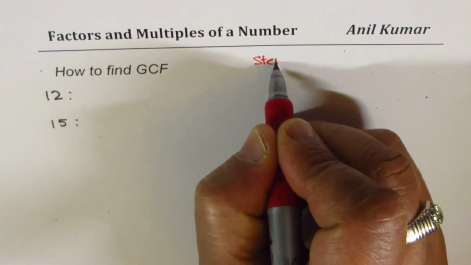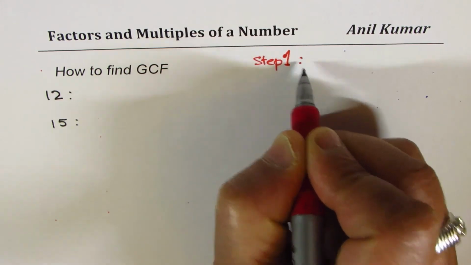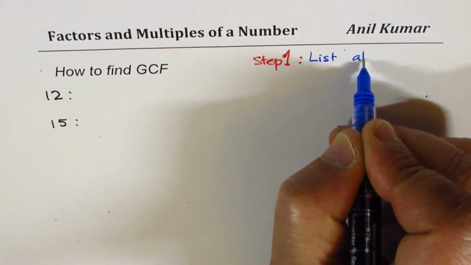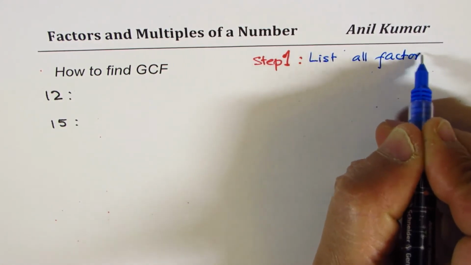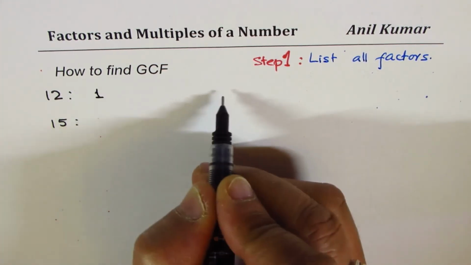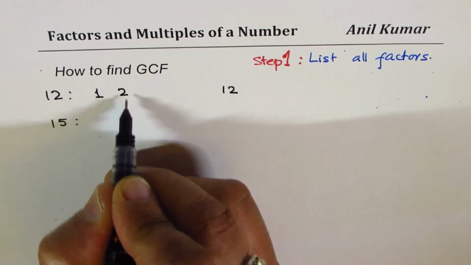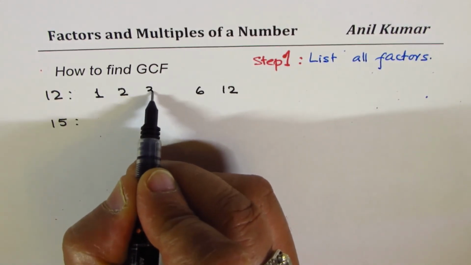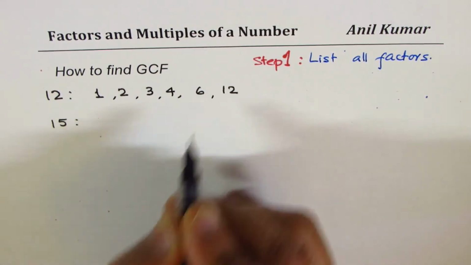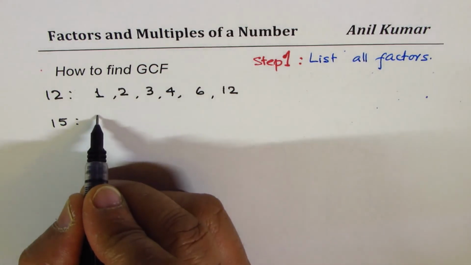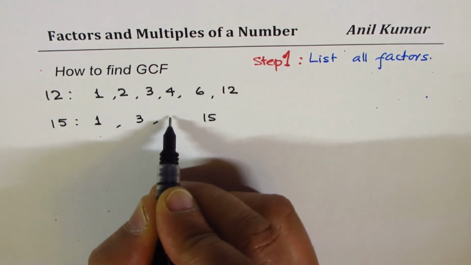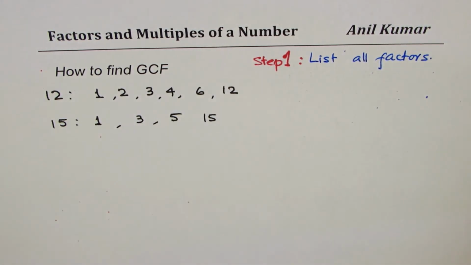So what is step number 1? Step number 1 is you have to list all factors. Correct? So let's list all the factors. For 12, the factors are 1 times 12. Then we have 2 times 6 is 12. 3 times 4 is 12. So I think we got the list, right? So these are all the factors of number 12. Similarly, for 15, we have 1 times 15, and then we have 3 times 5. Correct. So list all the factors.